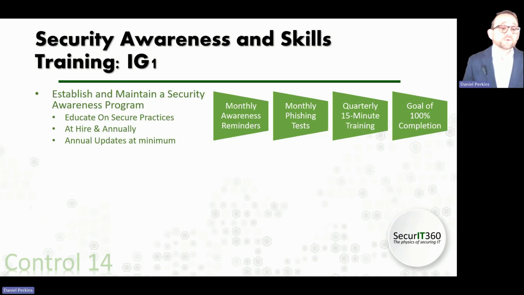Now, of course, on the quarterly training, we want to get that goal of 100% completion. It can be tough, especially for large enterprises, but for smaller organizations, it's a little easier to achieve. But we should be driving for that goal of 100% completion, and that should be one of the metrics you track to make sure your program is working.